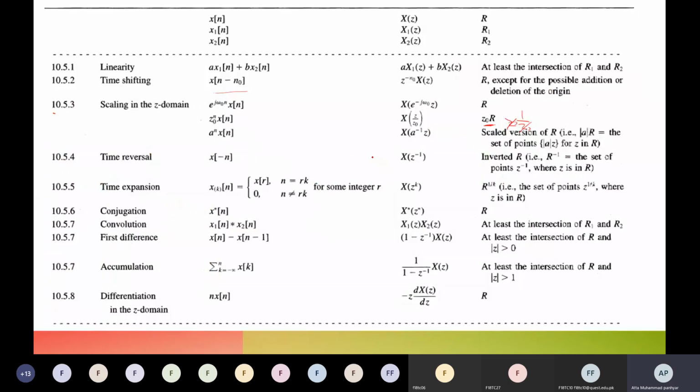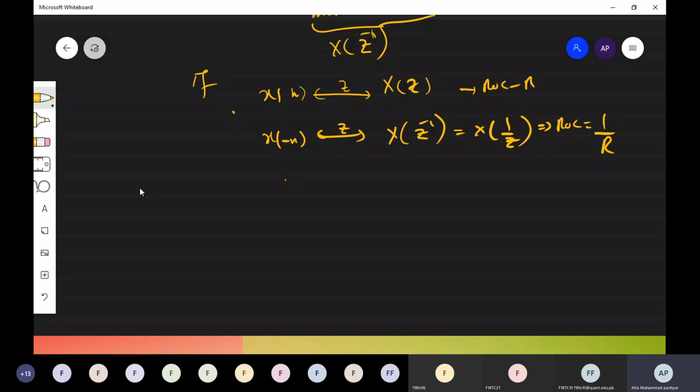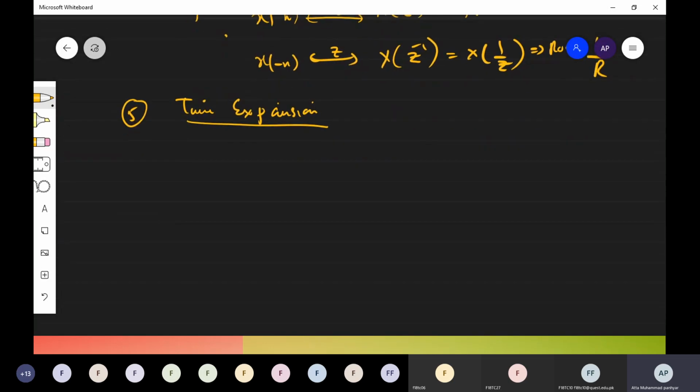Okay. So the next property, sometimes called interpolation, is number fifth, time expansion. So let us see first of all what we mean by that. For example, if we have a signal x of n, and if we have another signal x of n by k, now k may be any value.